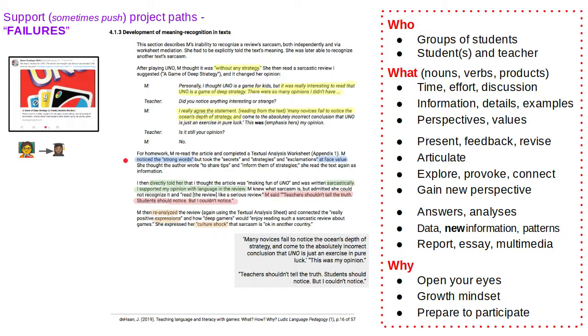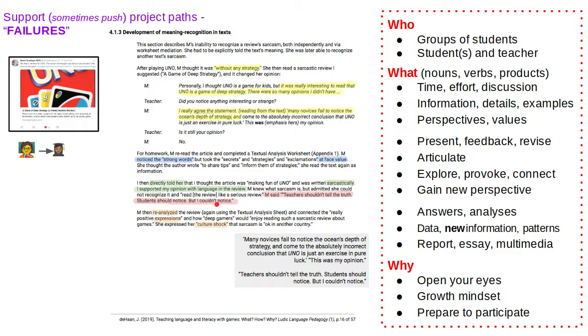I gave her a deeper textual analysis sheet to try to analyze that language. She still thought that the author was sharing tips and informing her of strategies. I had to directly tell her that the article was making fun of Uno, and then I supported my opinion with language in the review. The student then said, like, teachers shouldn't tell the truth, right? That's one way we can use that's actually not really dialogic, of me just explaining it.